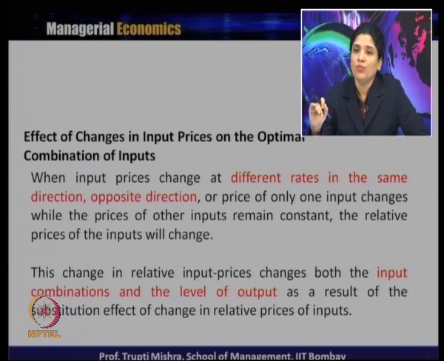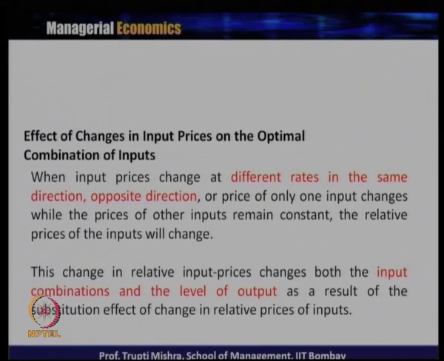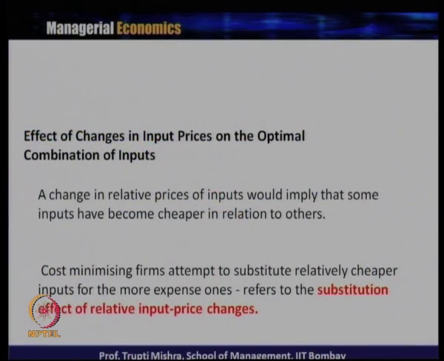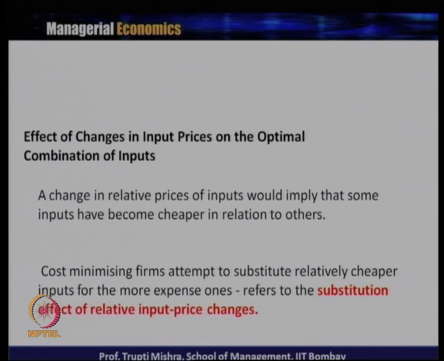This change in the relative input prices changes both the input combination and the level of output, as a result of the substitution effect of the change in the relative prices of inputs. So, whenever there is a change in the input prices, it affects the input combination and the level of output. A change in the relative price of inputs, in either the same or the opposite direction, would imply that some inputs have become cheaper in relation to the others.